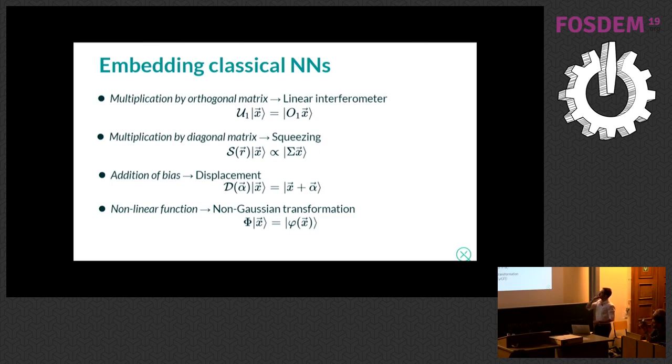We can multiply by diagonal matrices, and this is the squeezing operation in quantum optics and CV quantum computation. We can also introduce a bias. This is also super easy. We just do a displacement of the continuous variable state. And finally, when we want that non-Gaussian transformation or non-linear transformation to enable us to perform the activation function, we simply apply one of the nonlinear quantum photonics operations. So for those familiar, Kerr gate or a cubic phase gate would be the phi function in this case.